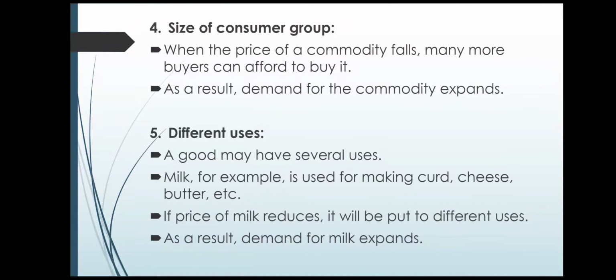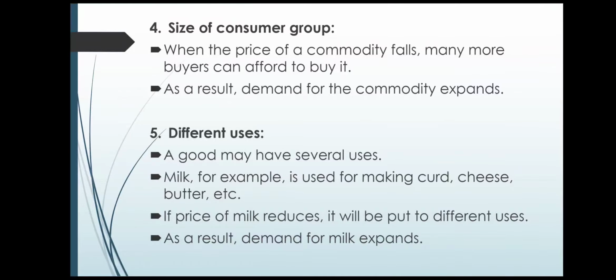The next point is size of consumer group. When the price of a commodity falls, many more buyers can afford it. As a result, demand for the commodity expands. So, whenever there is a fall in the price of a commodity, more and more number of people are going to be able to afford that particular product. And as a result, the demand for that particular commodity is going to increase.